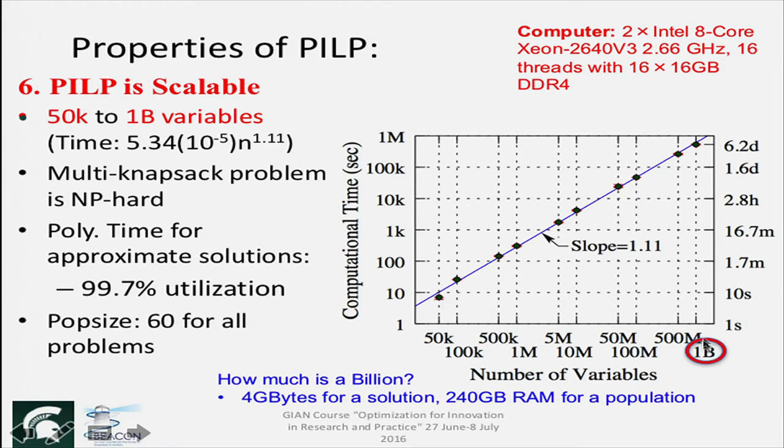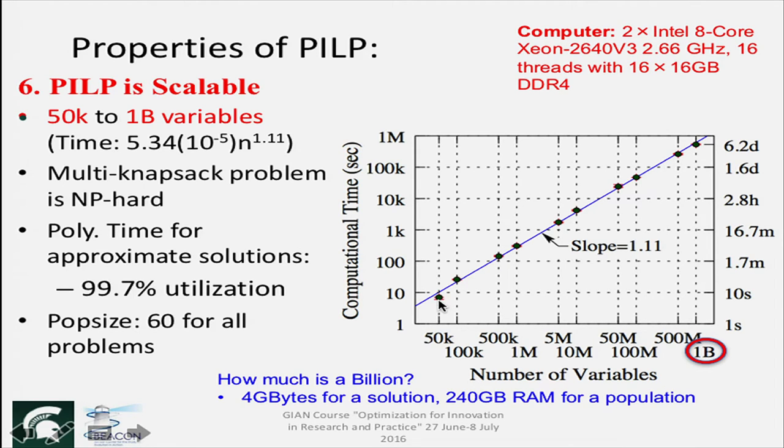So 50 to 1 billion here, okay? But this is in log scale. This is also in log scale. When you get a straight line performance with log, log, and a linear, it's a polynomial performance. And you can see these points here. These are for every variable size, how much computational time was needed. And we had to actually buy a special computer with a large RAM. I'll just in a minute tell you why you need such a large RAM.